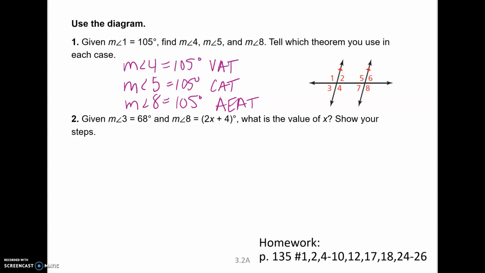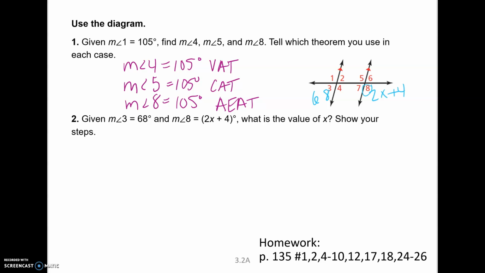Okay, for the last one, I've got new information, so I erased everything else. I'm starting fresh with this diagram. It says the measure of angle 3 is 68. And the measure of angle 8 is 2x plus 4. Find the value of x. Okay, now you may be looking at this and saying, okay, but Miss Sanders, that's not one of your 4 types of angles. Okay, that's fine, but we do have some other information.